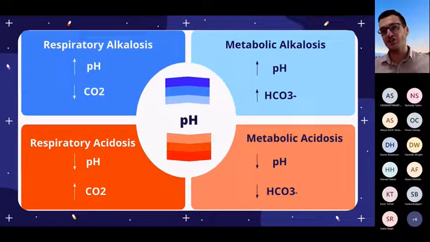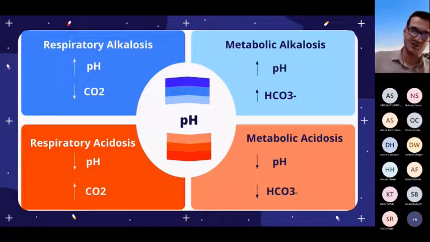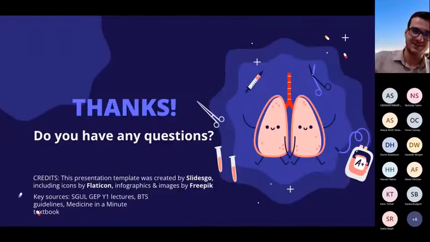And so you say it's partially compensated if you can see that that bicarbonate is high, even though the pH is low. But if the pH is normal, but you've got high CO2 and high bicarbonate, then that's fully compensated because your body's managed to raise that bicarbonate enough to mop up all those extra hydrogen ions and the pH is normal. Okay, so that is the end of the asthma section.